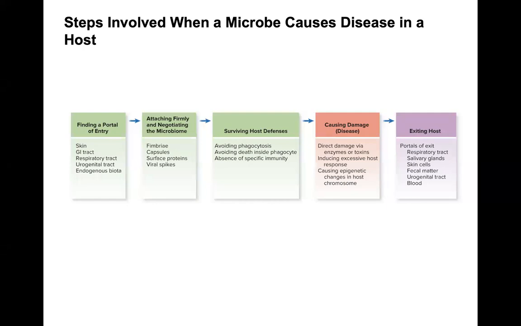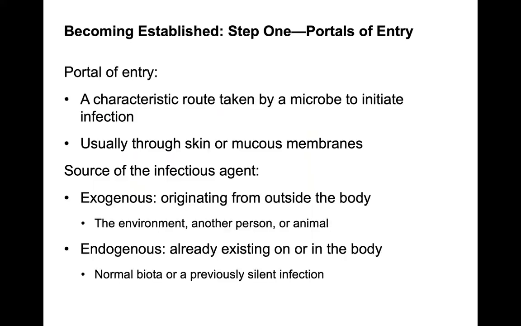Fourth would be causing disease or causing damage, including direct damage via enzymes or toxins, inducing excessive host response, or causing epigenetic changes in host chromosomes. And then finally, the 5th stage of pathogenesis is exiting the host, and that's really a lot of the same ways that you entered into the host, except that you would leave either respiratorily, through salivary glands, skin, fecal matter, urogenital tract, blood. And again, there's a lot of other ways you can either enter or exit as well. This is not a complete list.